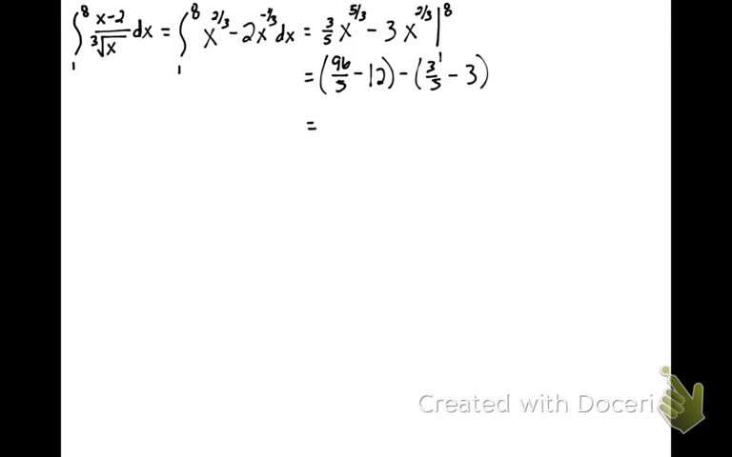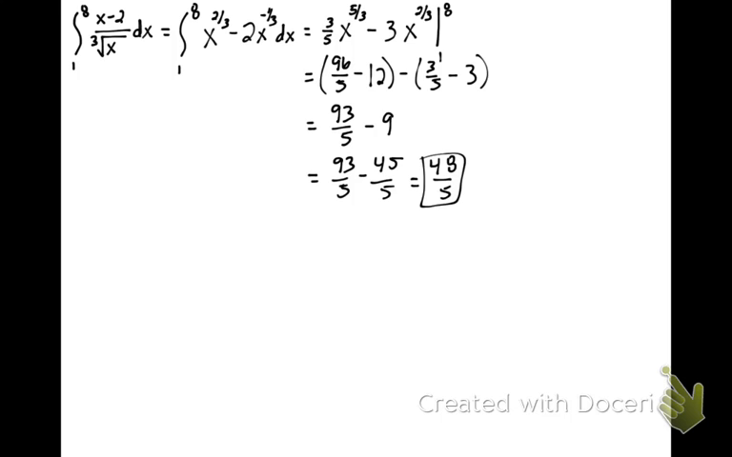And what's this going to be? First I'll deal with the fractions, so this will be 93/5 minus 9, and 93/5 minus 45/5, and so that'll be 48/5 for a final answer.